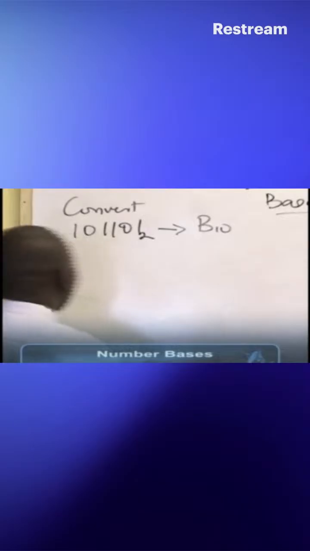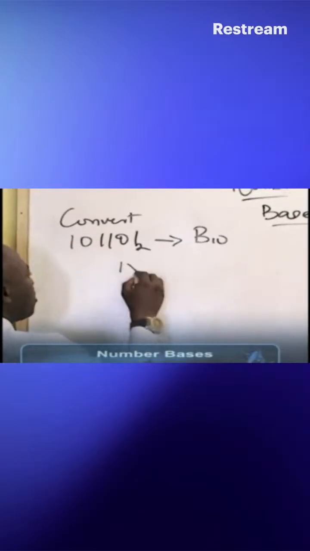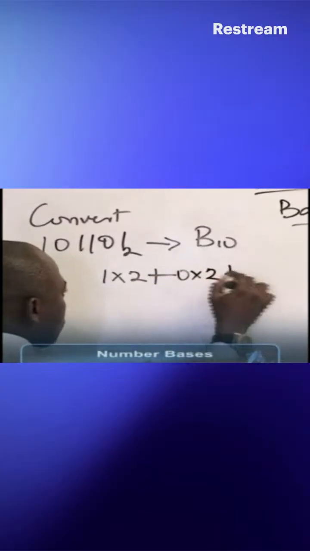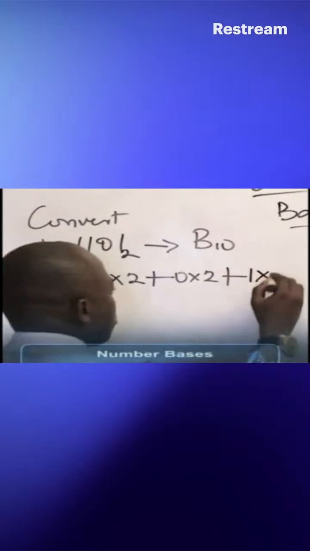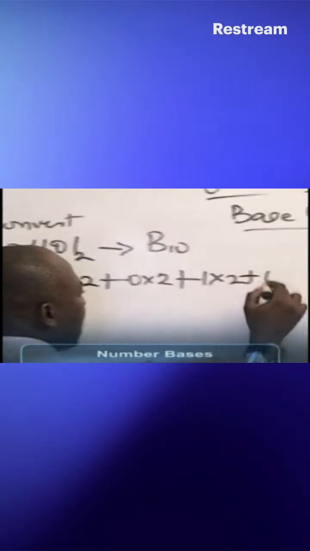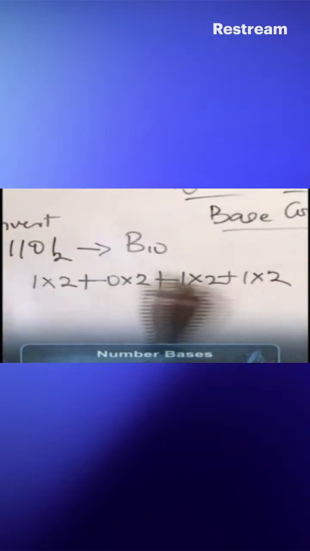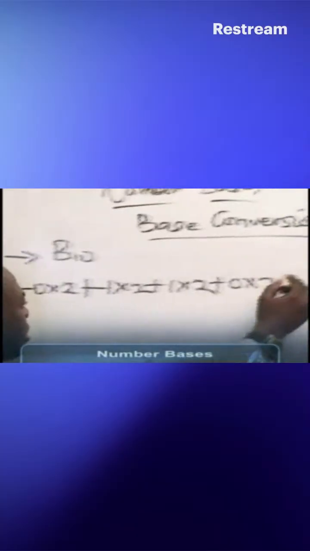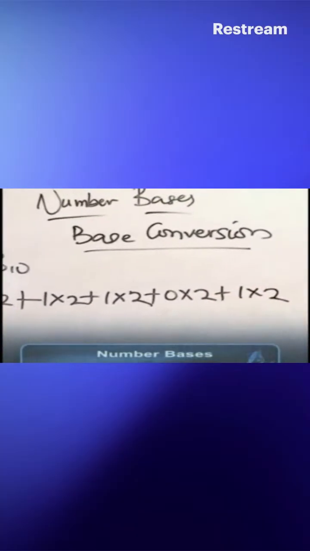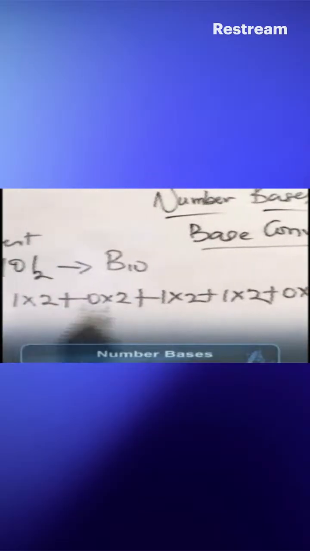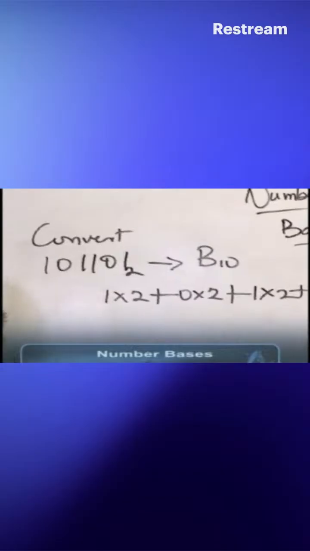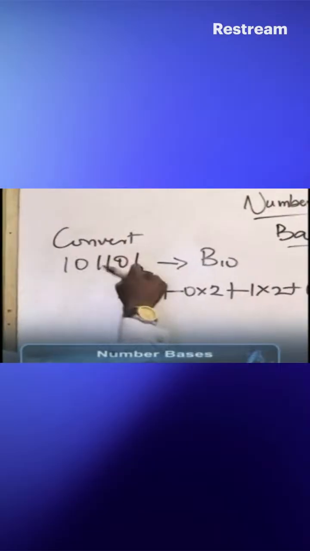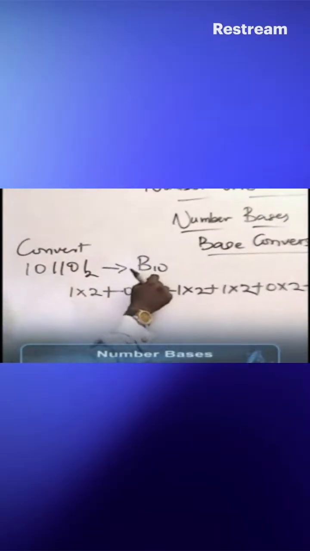What I said is you will multiply each digit here: 1 times 2, plus the next digit 0 times 2, the next digit 1 times 2, the next digit 1 times 2, the next digit 0 times 2, and then the last digit again 1 times 2. You see that I put an addition sign for all of the 6 digits, and I multiply each digit by 2 because we are converting a binary number, a number in base 2, to base 10.